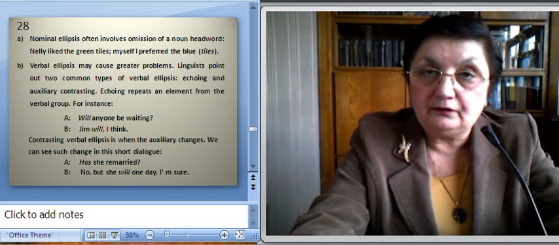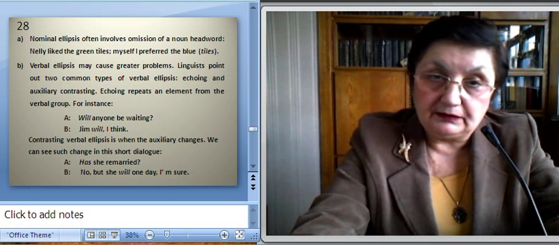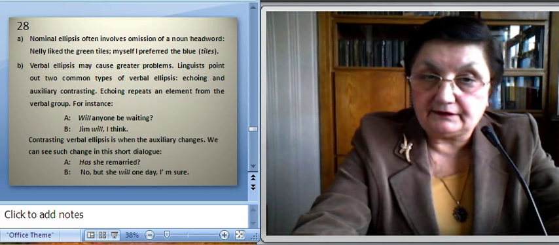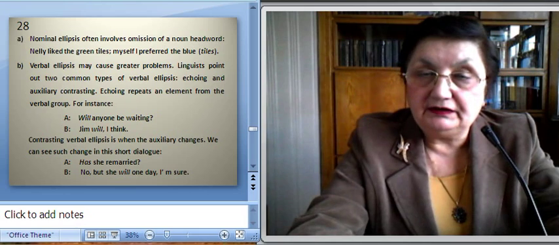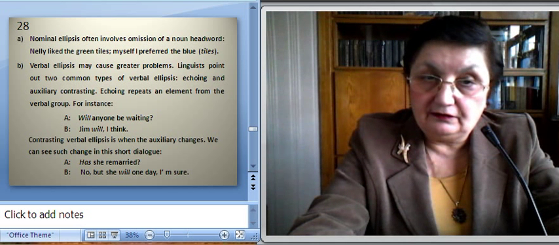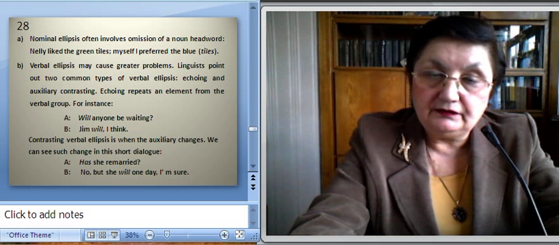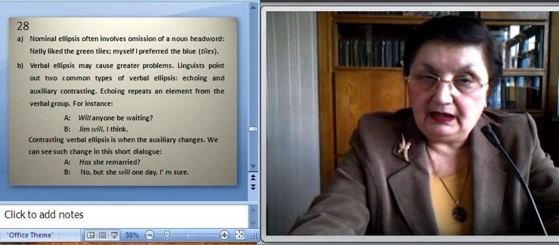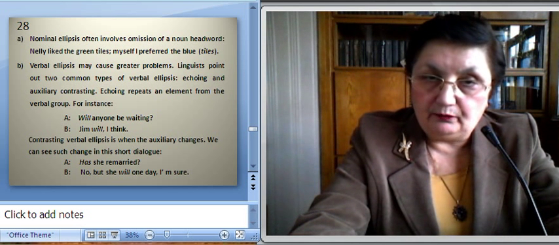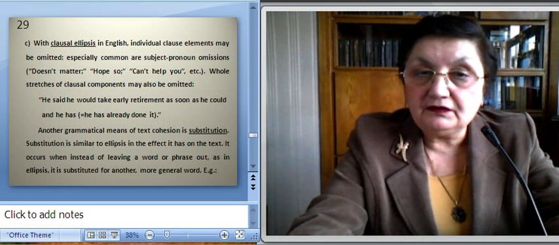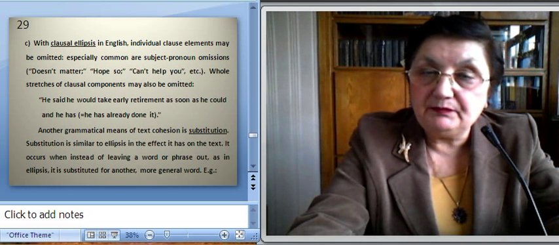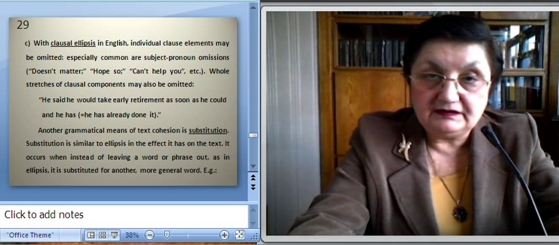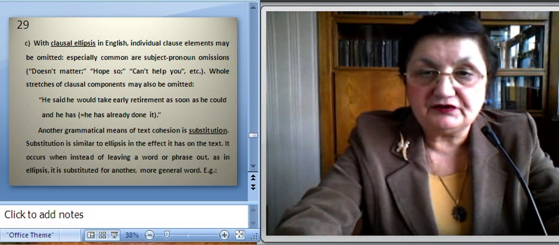With clausal ellipses in English, individual clause elements may be omitted. Especially common are subject pronoun omissions, such as does not matter, hope so, can't help you, etc. Whole stretches of clausal components may also be omitted. For instance, he said he would take an early retirement as soon as he could, and he has, meaning that he has already retired.